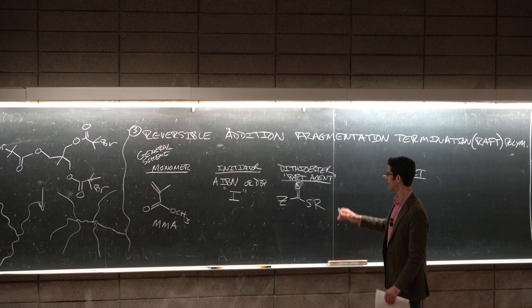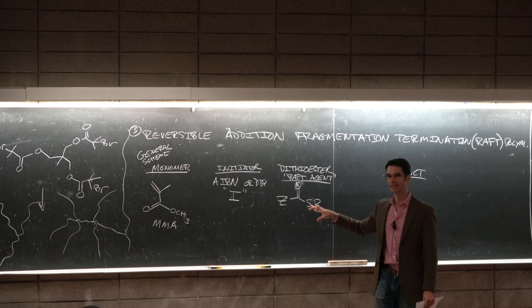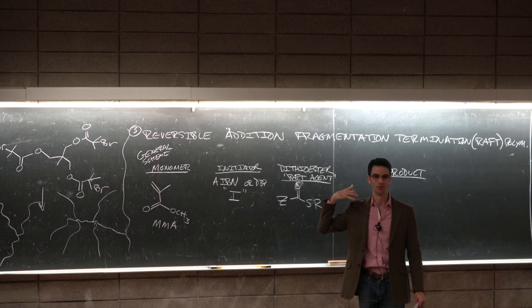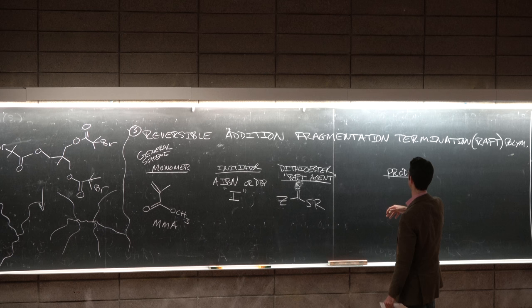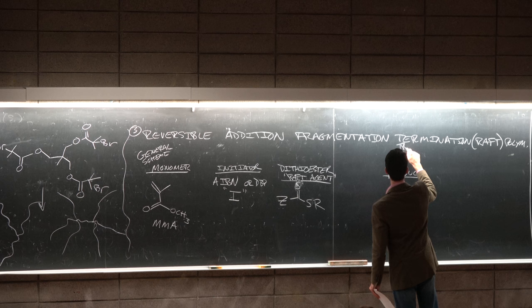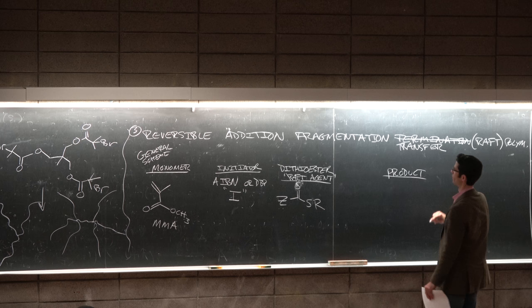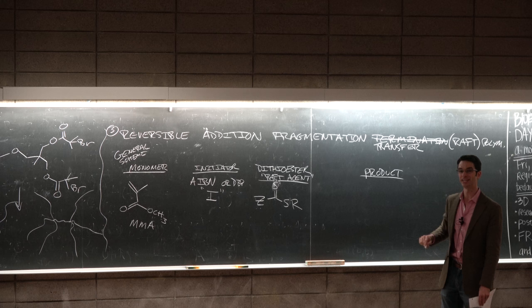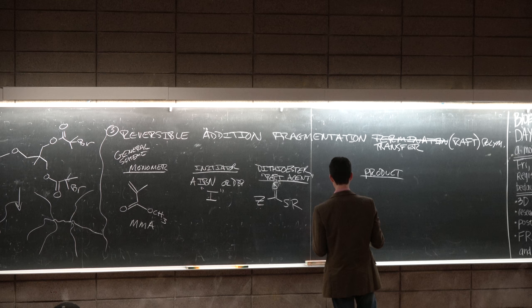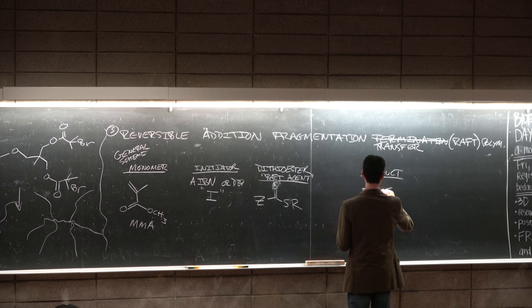And what the RAFT agent is very good at doing is absorbing radicals in a reversible way. So it's called a chain transfer agent, where it's not termination, it's transfer. Termination, we don't actually want to happen. Reversible addition, fragmentation, transfer, polymerization. Termination will happen eventually, but it's not the desirable thing. So what we get when we polymerize is polymethylmethacrylate.